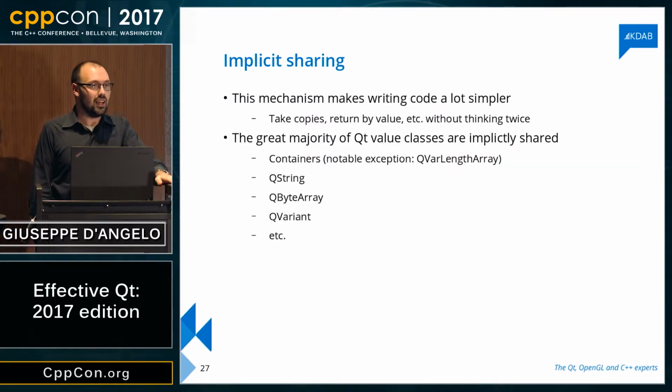Why is this good? Why has this been adopted by Qt? Well, first and foremost, because of C++98. We did not have move semantics, so we wanted to make writing code simpler. We wanted to let you return containers by value. In C++11, that's a given. Yes, we got move semantics, but back then we didn't. So we used this mechanism in order to cope with the complexity.